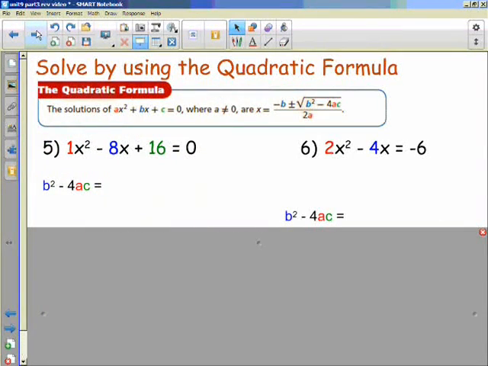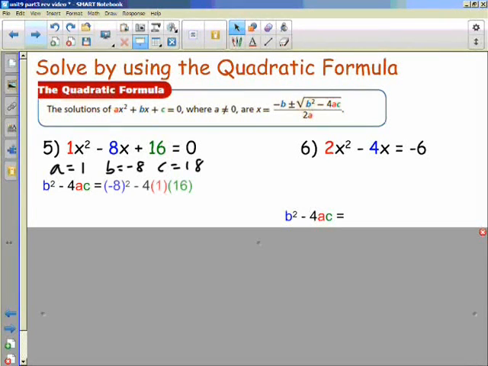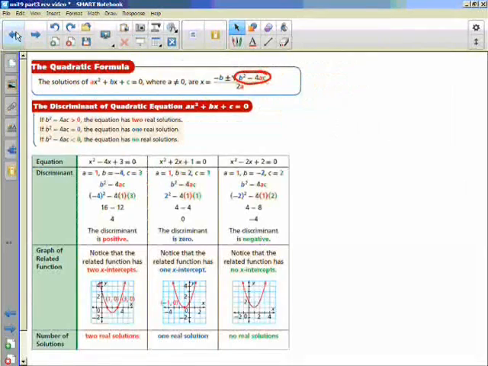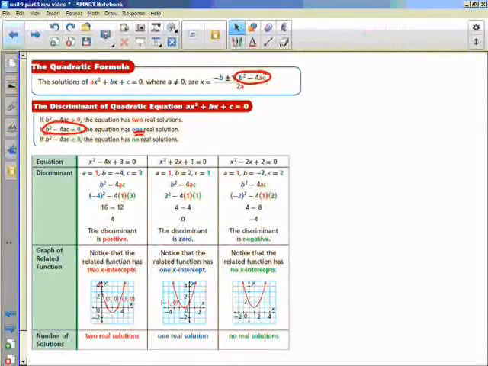So for instance, here's a quadratic equation. We've got a of 1, and I'm going to write out what those values are. B is negative 8, and C is 16. When we plug into the discriminant, we'll get negative 8 squared minus 4 times 1 times 16. That's 64 minus 64, which is 0. And if we remember back from the descriptions here, when the discriminant is 0, we just have one solution.